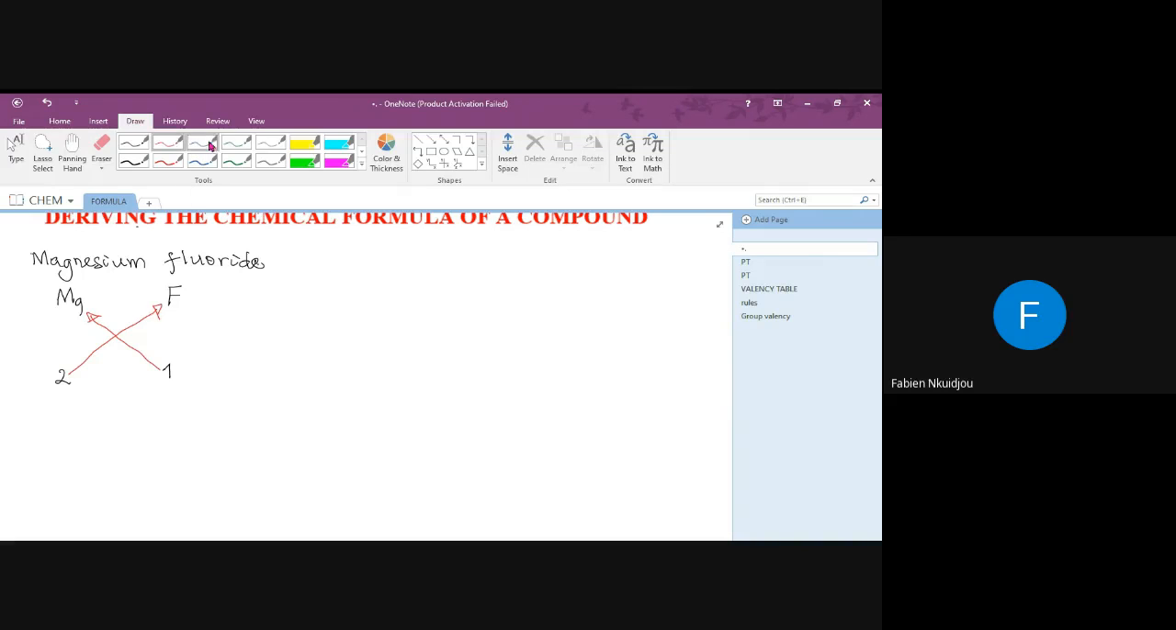So the formula of our compound will be: we have magnesium. Remember, we do not represent 1 in the formula. So we shall just write Mg, then F. The 2 for magnesium now comes to fluorine, giving MgF2. And that is the chemical formula of magnesium fluoride. Is that okay? Okay, let us look at a second example. In this case, let's look at barium sulfide.